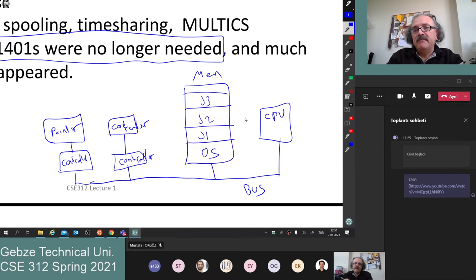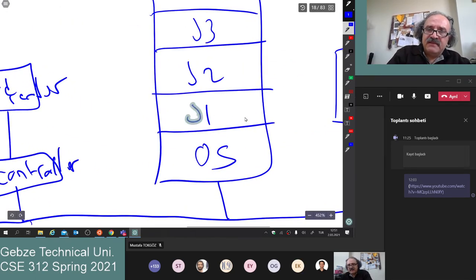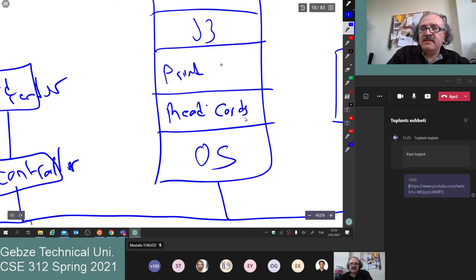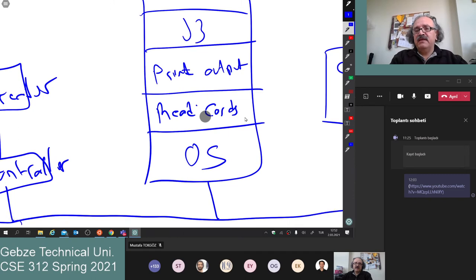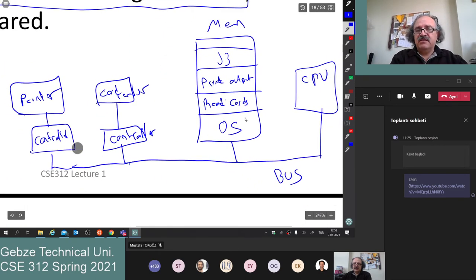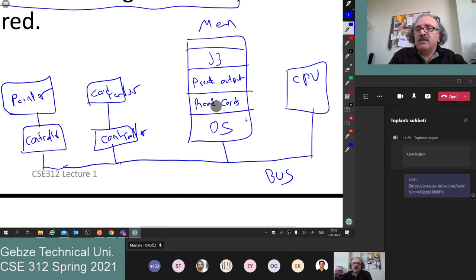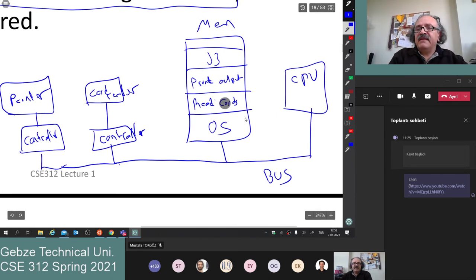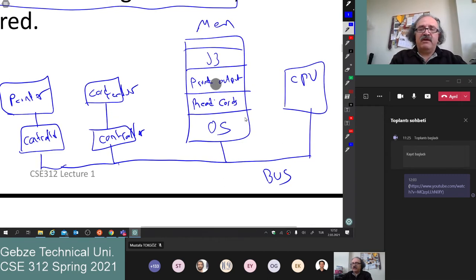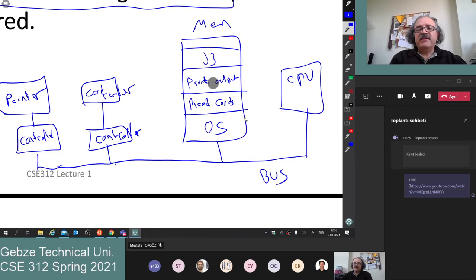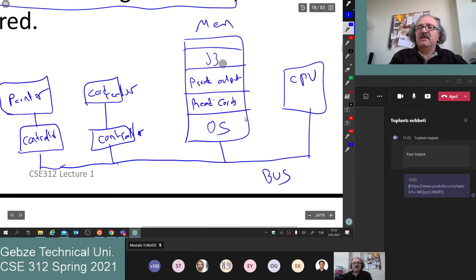Why is this okay? Because one of these jobs is read cards. One of the other jobs is print output. When this program reads the card, it will ask the card reader to send a character. And since the card reader is so slow, this one will be blocked. It cannot continue to wait. So the operating system will tell the printer, okay, it is your time to work now. So the print output will work. If it is blocked because the printer is too slow, it is waiting for the printer, then job three will run. If this one is blocked, then job 4 will run.